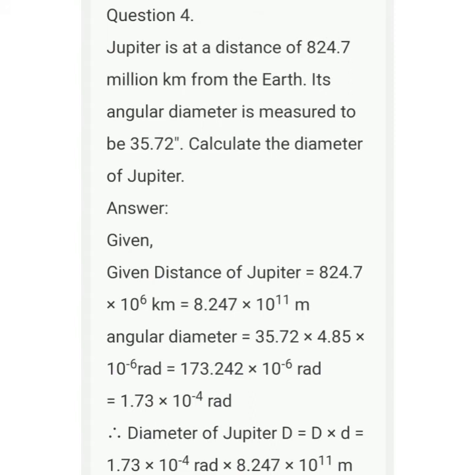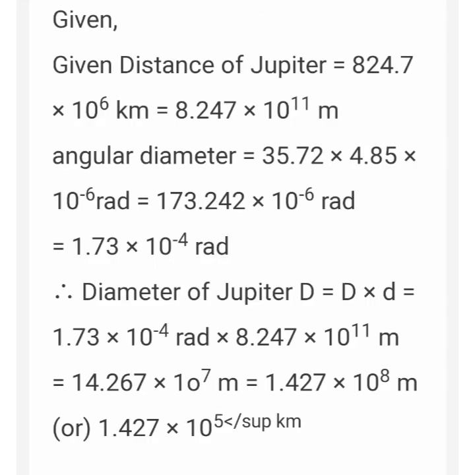Then the diameter of Jupiter, capital D, is equal to the distance into the angular diameter, small d. If you multiply that, it is 1.73 into 10 power minus 4 into 8.247 into 10 power 11 meter. Okay, just do the calculation part. So the answer will be 14.267 into 10 power 7 meter, which is equal to 1.427 into 10 power 8 meter.